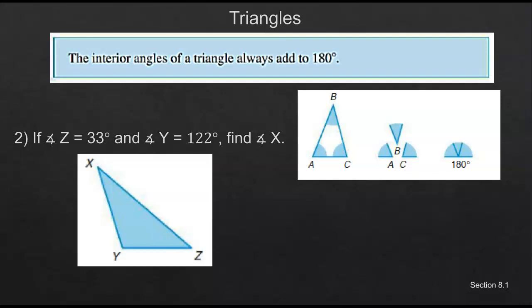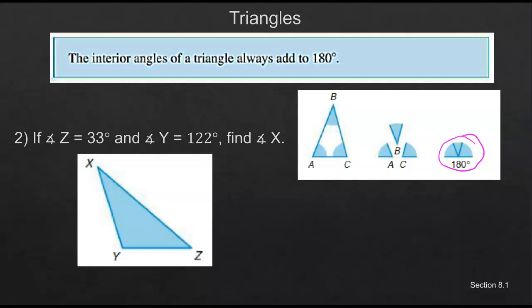Now we're going to talk about some triangles. The interior angles of a triangle always add up to 180 degrees. They're showing this triangle and the three angles, and when we put them together, we get 180 degrees. So it's kind of like a proof that the three angles, the sum of them, would equal 180 degrees.